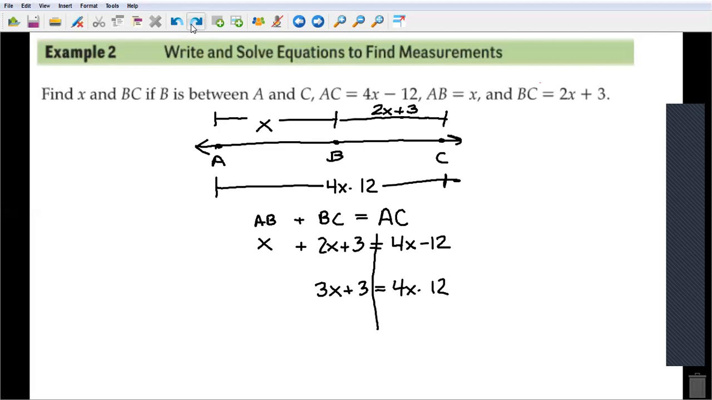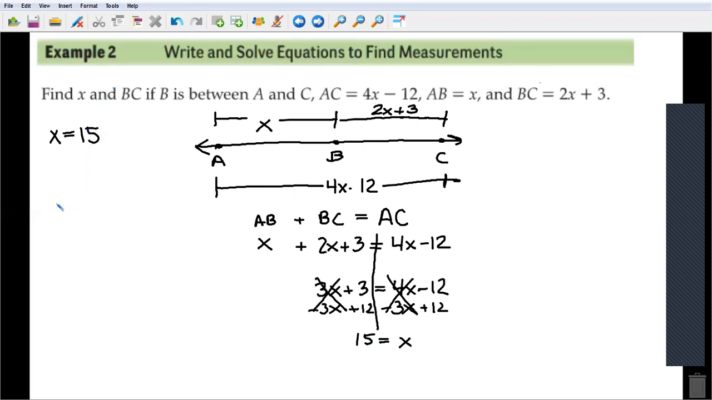Now to solve this, the thing I should do next is subtract 3x from both sides. That's going to cancel this out and leave me with just x. And then over here, I'm going to add this 12 over, which leaves me on this side with 15. So the first thing they asked us to do is to find x, and we just did that. x is equal to 15.